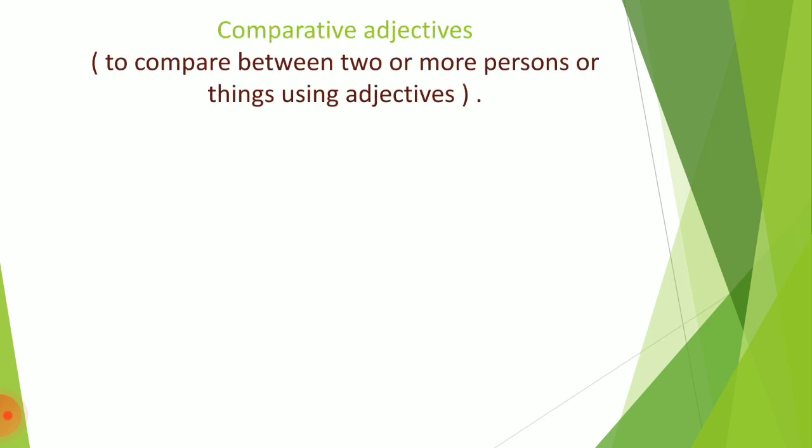طيب Now let's start with the comparative adjectives أو الصفات المقارنة. كيف ممكن أحول صفة أو أستخدمها للمقارنة. Now the meaning of the comparative adjectives or why do we use them: to compare between two or more persons or things using adjectives. فأنا راح أستخدم هاي الصفات أو الadjectives لحتى أقارن بين طرفين أو إشيين أو أكثر من طرفين. طيب Now here we have مثلا let's start with an example.